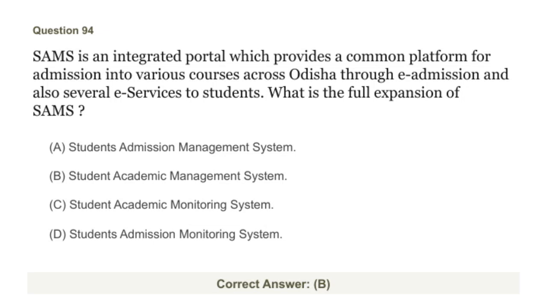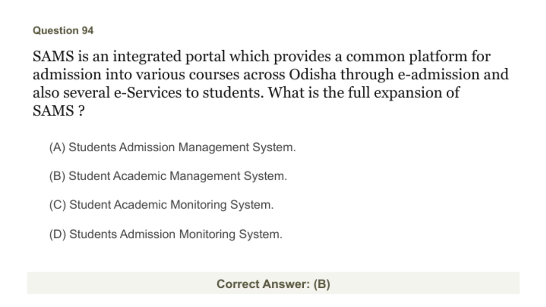The correct answer here is B, Student Academic Management System. Now, let me explain why this is the right choice. SAMS stands for Student Academic Management System, which is an integrated portal designed to streamline and manage students' academic information effectively. It provides a unified platform that helps in managing various academic processes, such as student records, grades, attendance, and other related activities. This system is especially important because it supports the overall theme of digital transformation in education, making administrative tasks more efficient and accessible.